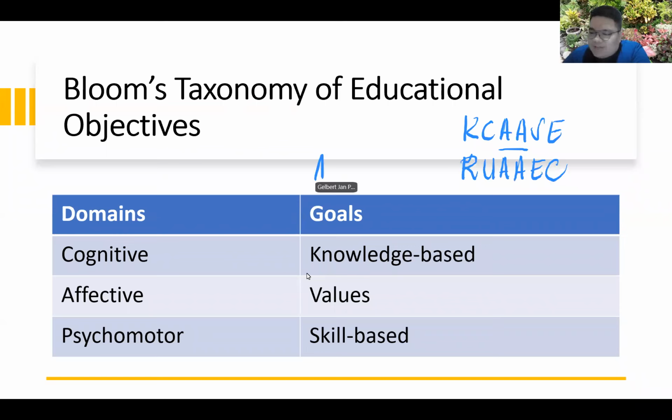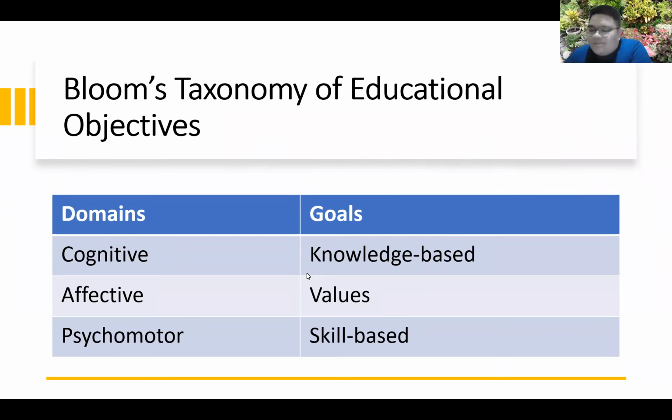Okay, so this is the Anderson version by 2001. So as you can see, class, the taxonomy is also developing. That's why we are learning how it developed, so that we will be able to understand later on how it came to be. Okay? Basta class isipin, pag cognitive, knowledge siya, pag affective, values siya, pag psychomotor, skills-based siya.